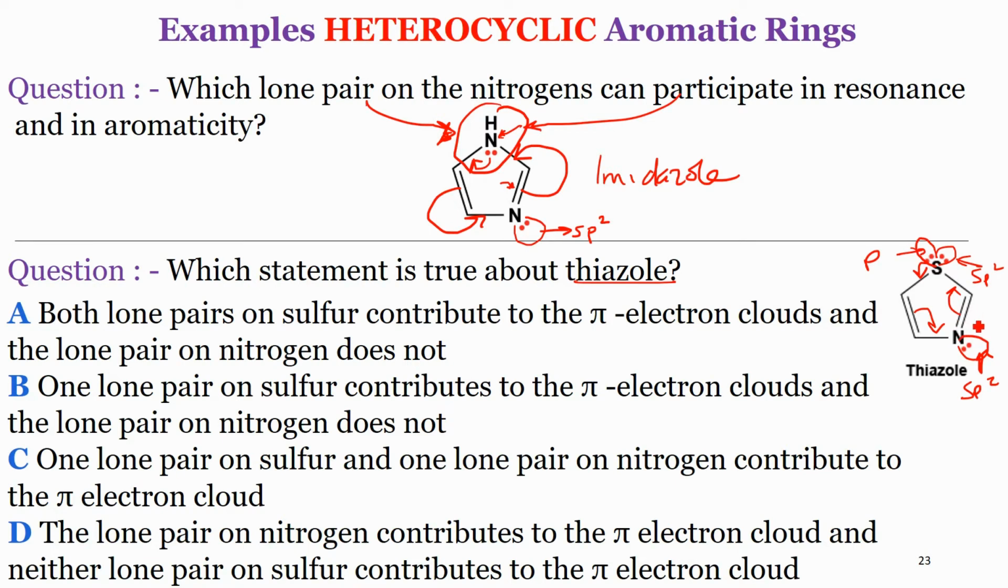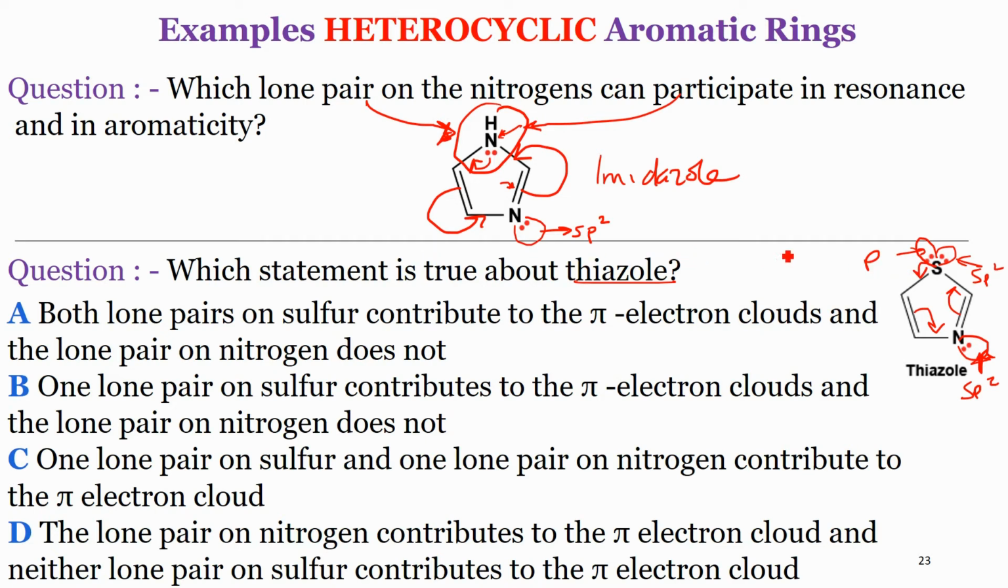Obviously, I gave you the clue that if the atom of the hetero element is doubly bonded to another element, then you consider the lone pair sitting on that element not to take part in resonance. So it's just going to be in sp2. So the only lone pair that will take part in resonance will be one of these lone pairs on sulfur.